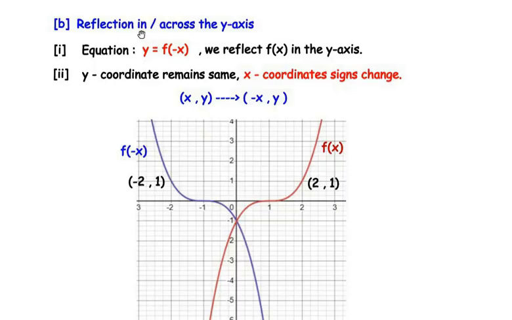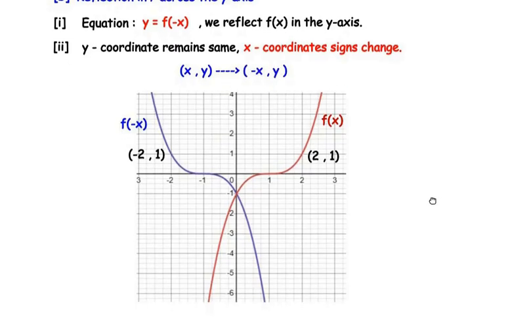So for the reflection in or across the y-axis, the general equation is y is equal to f of negative x. That is, we reflect the parent function in the y-axis. So the y coordinate remains the same in this reflection, but the x coordinate signs are going to change. So if the coordinate on the parent function is of the form (x, y), after the reflection in the y-axis, the coordinates are going to be (negative x, y). So here if it was (negative x, y), it is going to change to (positive x, y).